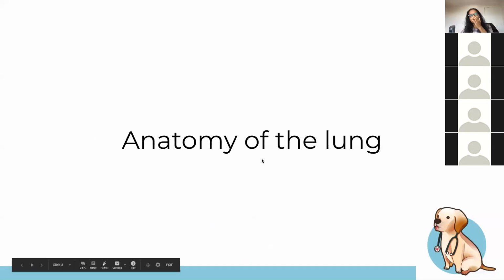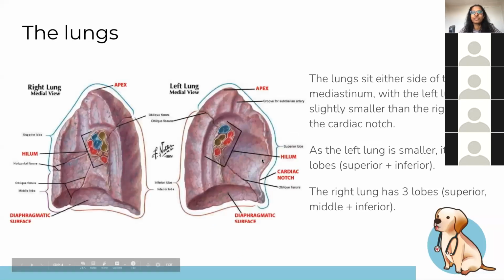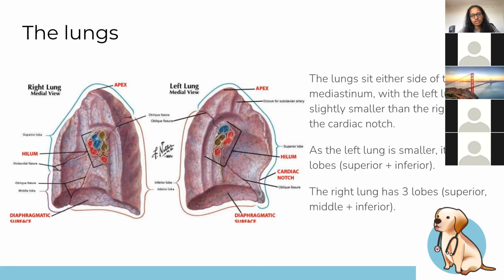So anatomy of the lung, you've got 2 of them. You've got a right one and you've got a left one as well. They sit either side of the mediastinum, so that's what you covered last year. Your mediastinum is just the part of your thoracic cavity, containing a bunch of things like your heart, your thymus, portions of your esophagus, your trachea as well. Your mediastinum is also divided into the anterior, middle, posterior, and superior regions. We'll go through those a bit later, but I believe you guys covered it with the heart last year.